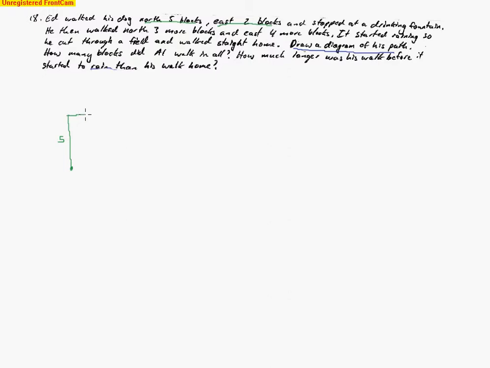So east 2 blocks, and then stopped at a drinking fountain, and then we ended up going 3 more blocks to the north. So I want that line a little bit longer than the 2. And then we're going east 4 more blocks. That line's got to be a little bit longer. And so there's 4. All right, so now we stop there because now it started to rain, and now we're going to end up going straight home. So straight home would be going right through the field that misses all those blocks that he had walked previously.